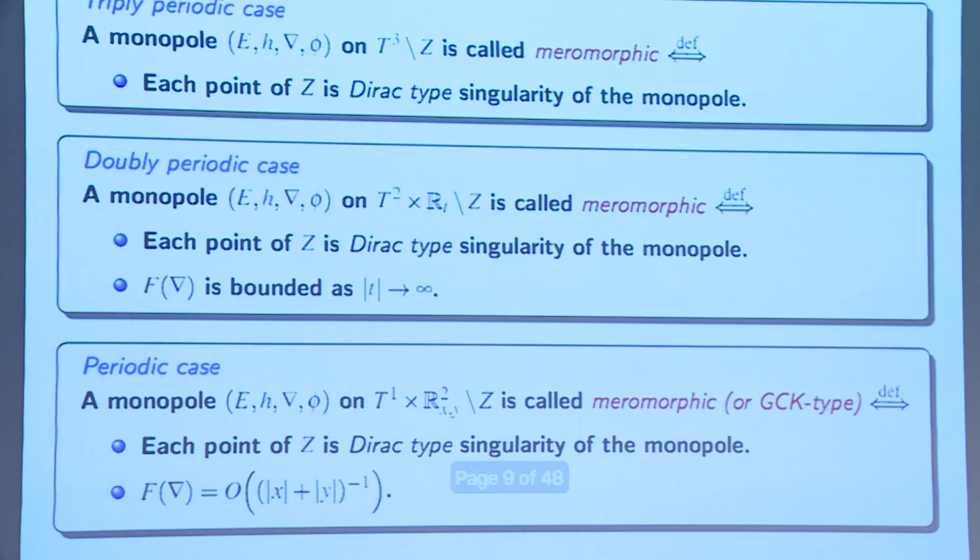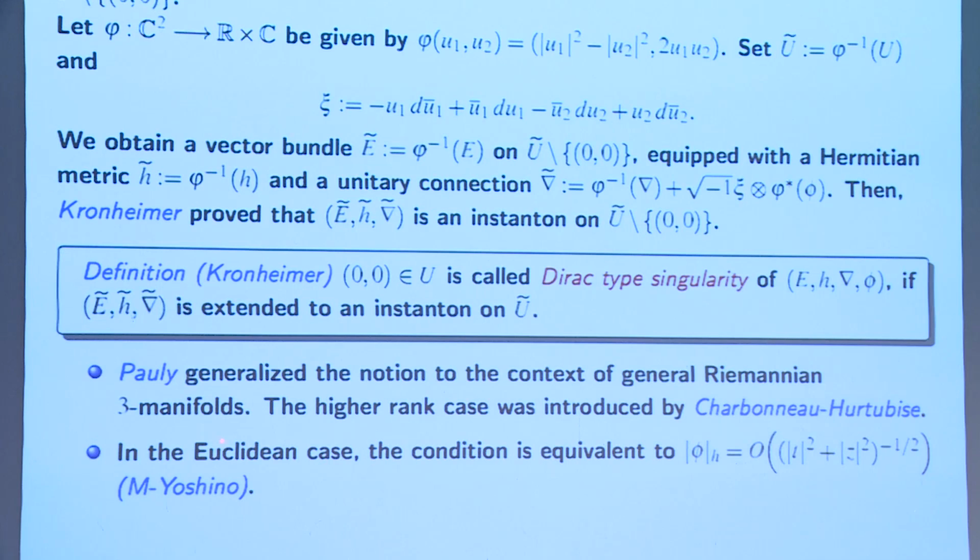Precisely, Pauli considered only the SU(2) case, so the higher rank case was given by Charbonneau and Hartwig. High rank means the vector bundle, yes, not the dimension of the base space.